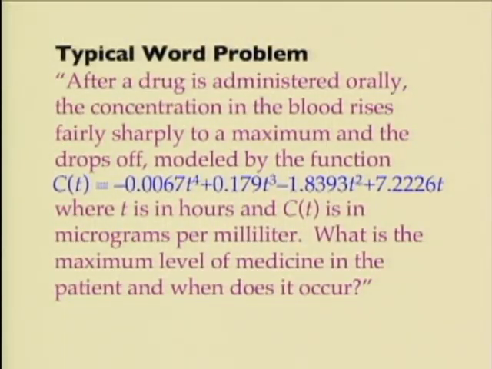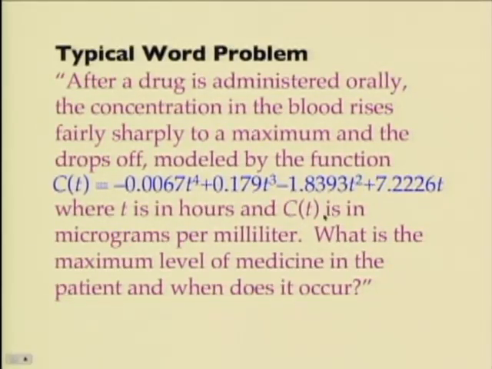Here's a drug administered orally. The concentration in the blood rises sharply to a maximum, modeled by the function. And they give you this horrible degree 4 polynomial, and then say, okay, what's the maximum level of medicine in the patient? When does it occur? And that's good stuff. You can then graph this curve, and you can use your calculator, or later on you can use calculus to find the maximums of it.